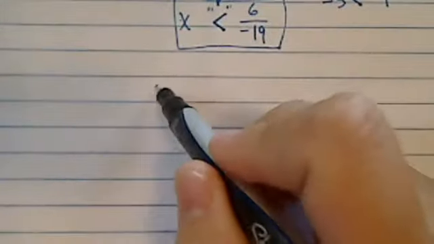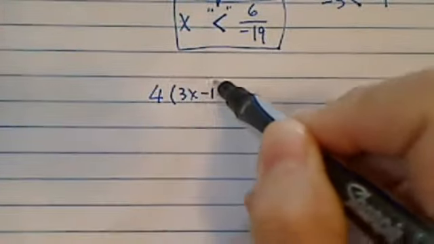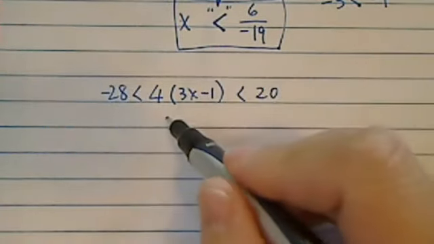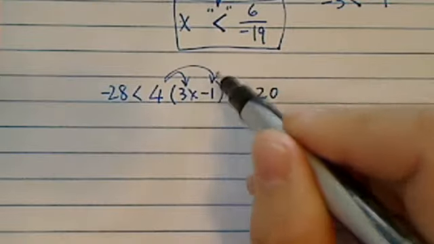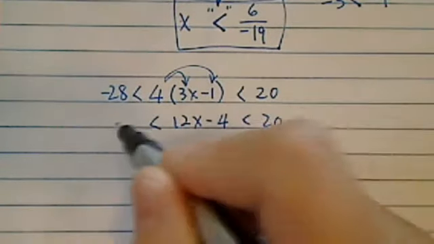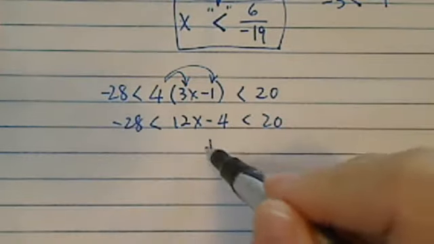Okay, let's go on to the second question. Second question, you have 4 times 3x minus 1. It's sandwiched in between 2 numbers. Here you do exactly the same thing. You distribute it in there, 12x minus 4. Okay, minus 20 here, plus 20, minus 28 here.